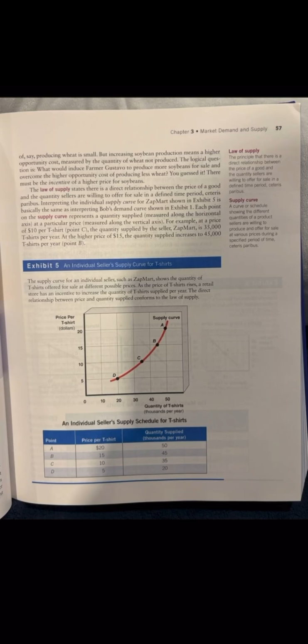You guessed it. There must be an incentive of a higher price of soybeans. The law of supply states that there is a direct relationship between the price of a good and the quantity sellers are willing to offer for sale in a defined time period, ceteris paribus.